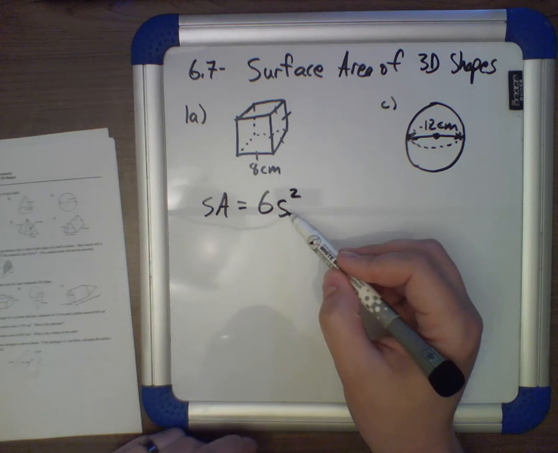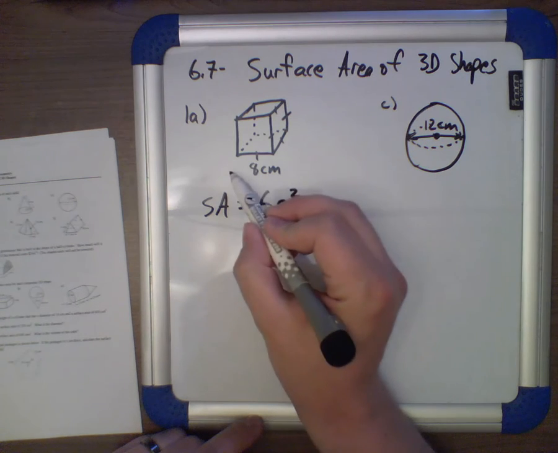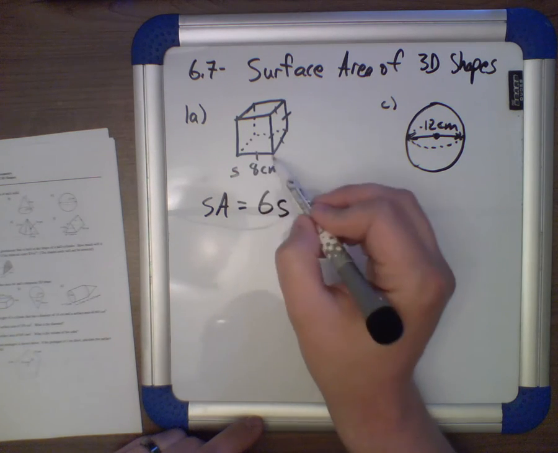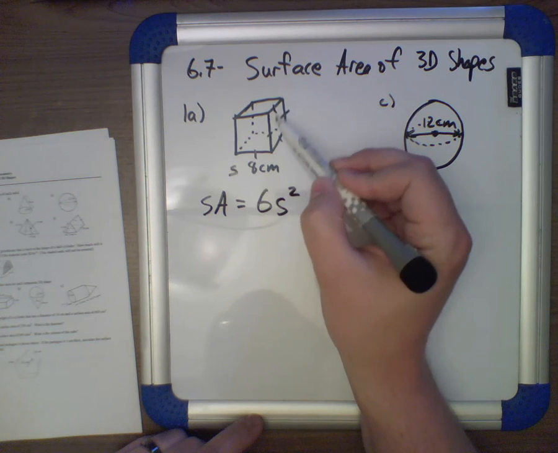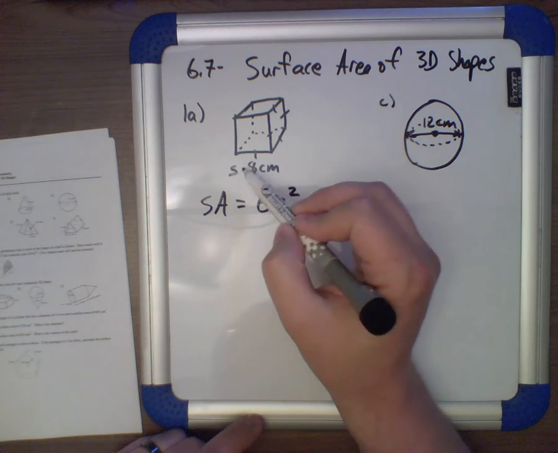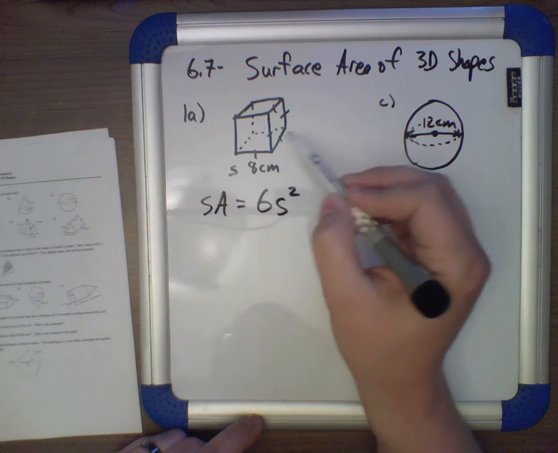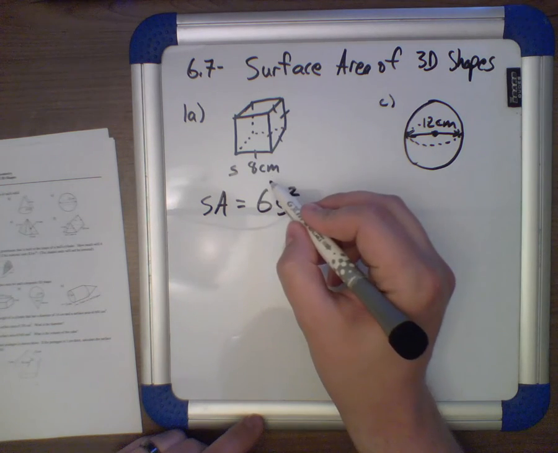What is my s? S represents side. So this here is my side. And in fact, every length in here is a side. We have the dashes here as well to tell us, hey, these are all the same size. So S represents every side, and S is going to be equal to 8 centimeters.